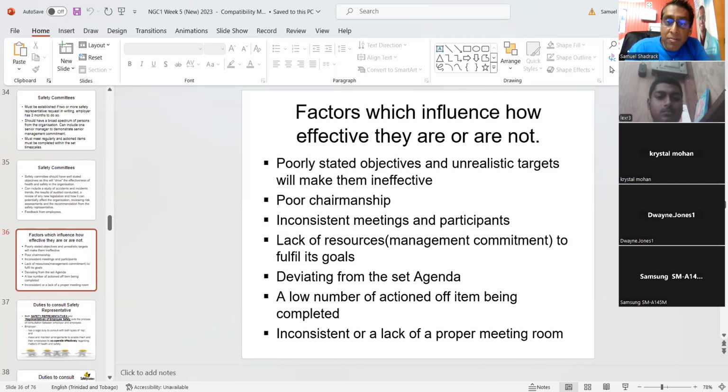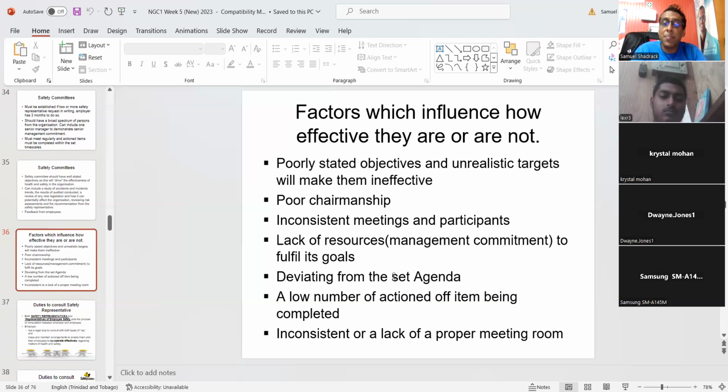Factors which influence how effective a safety committee is or is not. If the committee has poorly stated objectives and unrealistic targets, it will be ineffective. If the committee has a poor chairman, that will make it ineffective. If you have inconsistent meetings, you agree to meet every Thursday, but nobody shows. Lack of resources: the committee said they wanted to purchase PPE, but managers didn't sign the check. It makes the committee ineffective then.